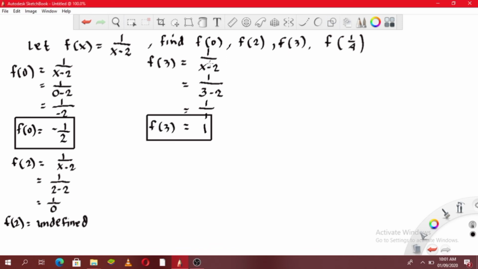Let's have the fourth one. F of 1/4. Ayan, fraction. So, we're gonna have 1 over 1/4 minus 2. Ayan, fraction. So, unahin natin yung nasa baba muna. So, subtraction sa baba. Fraction 1/4 minus 2. So, dissimilar fraction sila. Kailangan natin silang gawing similar fraction. Get the LCD. Ang LCD ay 4. Ang denominator kasi ng 2, diba, ay 1. So, LCD nila ay 4.